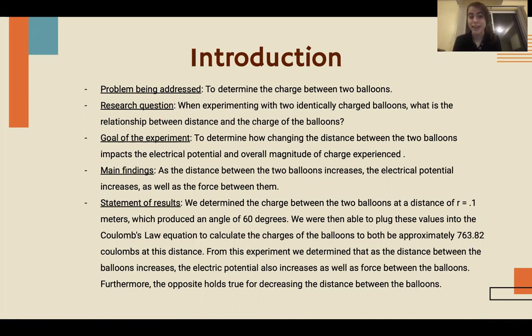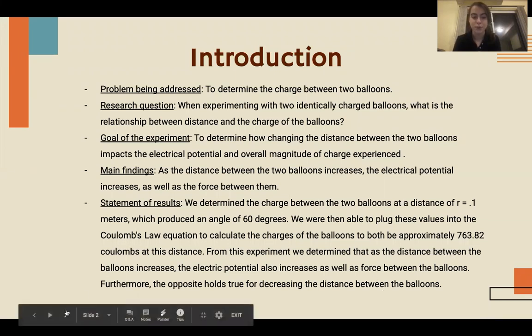We mainly found that as the distance between the two balloons increases, so will the electric potential as well as the force between the two balloons. Overall, in the one trial that we did of our experiment, where we found the charges at a distance of r equals 0.1 meters, we found the charge to be equal to 763.82 coulombs.